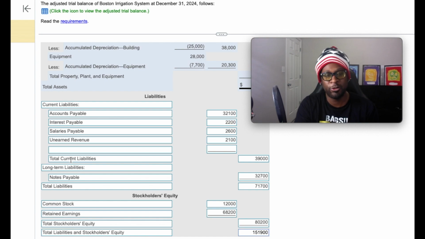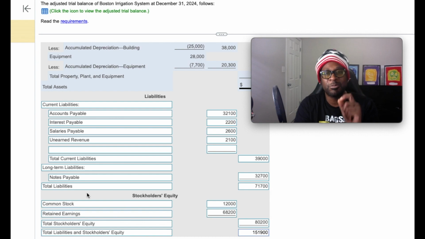We're going to mosey on over into our long-term liabilities. We only have one that we have to report, which is the notes payable for $32,700. Once we add our current liabilities to our long-term liabilities, that'll give us a total liability of $71,700. Next, we mosey on over to the stockholders' equity section. Remember, our first part of stockholders' equity will always be common stock. We have some common stock of $12,000.